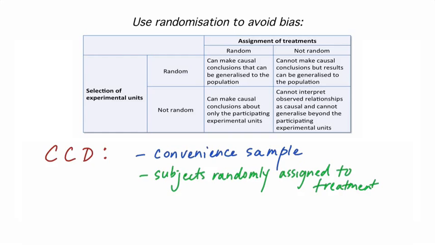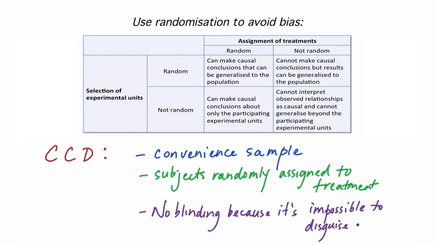Another way to avoid bias is to use blinding. But for this study, it was decided that it was impossible to conceal from the subjects and from their healthcare providers what the subjects were supposed to be eating, so blinding wasn't used.